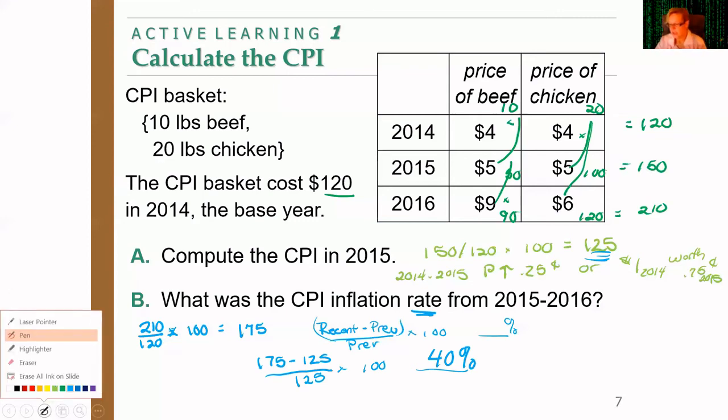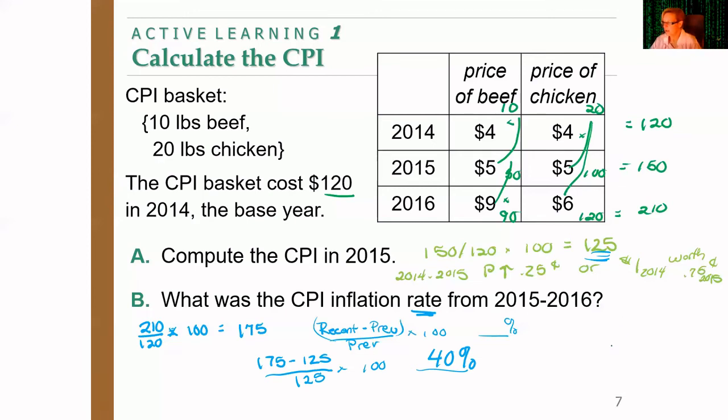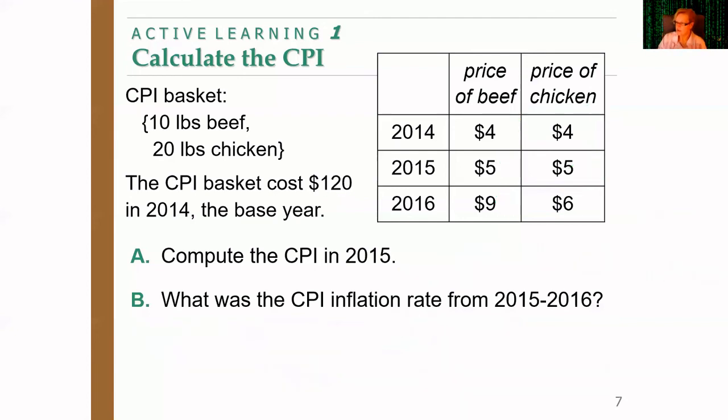To interpret that, I would say, what does that mean? It means that between 2015 and 2016, prices increased 40 cents, or the value of $1 decreased to 60 cents. Okay, hopefully that makes sense to you.